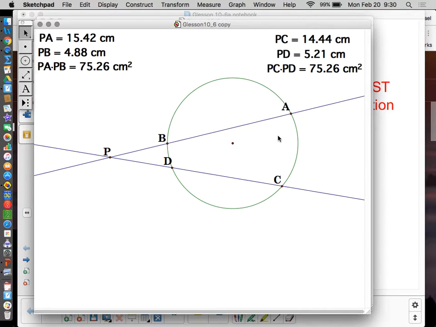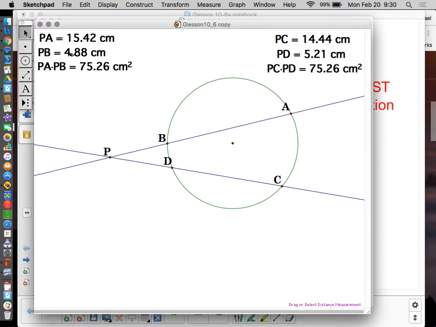Basically, this is a sketch pad here, and you'll notice that I'm measuring different segments. I'm measuring PA, PB, PC, and PD. I am at no point measuring the distance from B to A by itself. It's always PA or PB. Everything starts at the point of intersection.